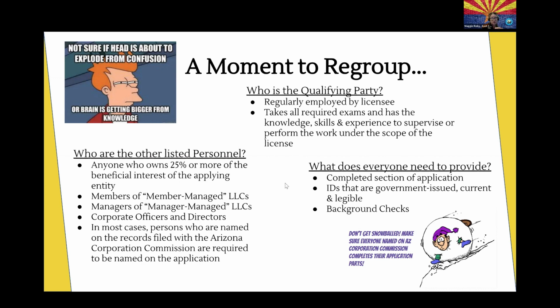The other individuals who will need to be listed are anybody who owns 25% or more, any members or managers, corporate officers and directors, as well as anybody who's going to be listed on AZCC. We need their info as well. All of those individuals, including your qualifying party, are going to need to have their completed section of the application, their IDs, and their background checks as well.